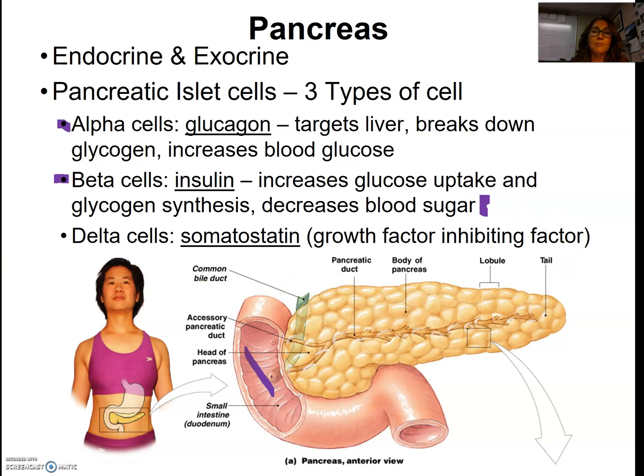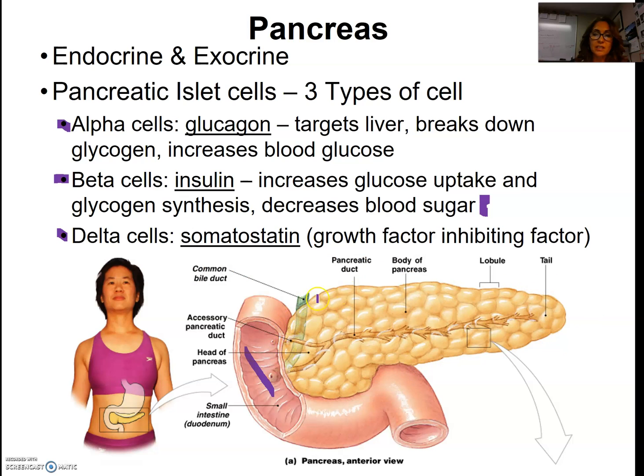There's another type of hormone produced called somatostatin. And somatostatin is a growth factor, and sometimes it inhibits processes. That's made in the delta cells, which not a lot of people talk about. So you should know the different cells, alpha, beta, delta, and the hormones that they produce within the pancreas.